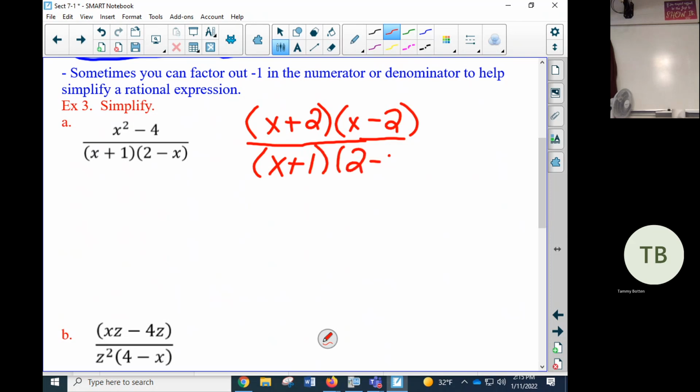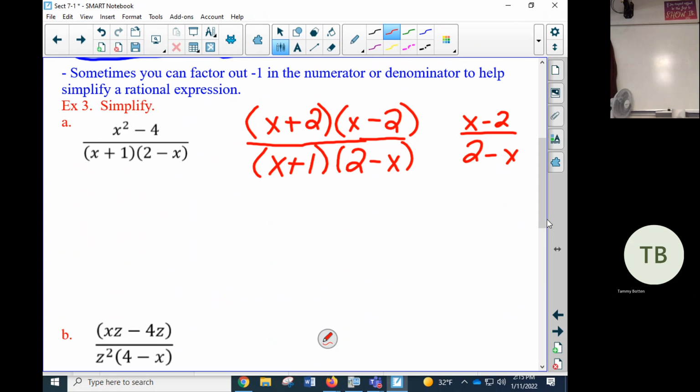But there is one more rule that I didn't talk about. If I had an x plus 2 on top and a 2 plus x on the bottom, are they the same? Yes. So if you ever had an x plus 2 on top and 2 plus x on the bottom, you can cross them out. However, if you have an x minus 2 on top and a 2 minus x on the bottom, you can't cross those out. They're not the same thing.